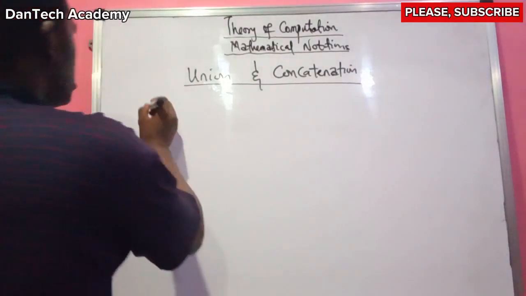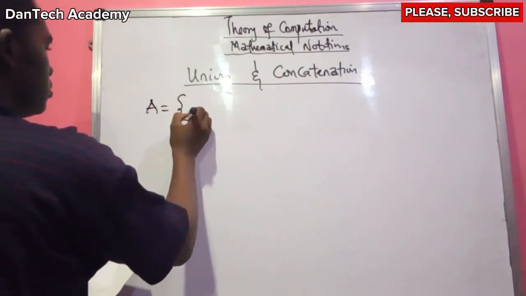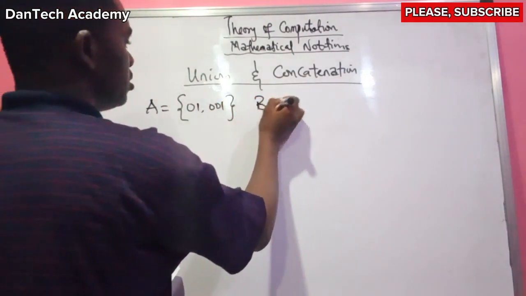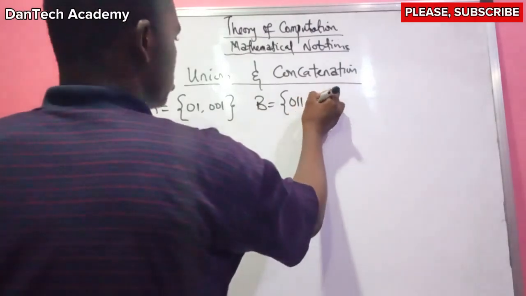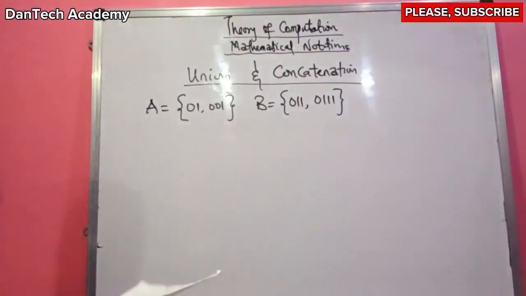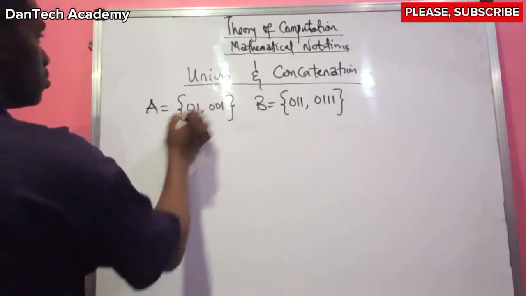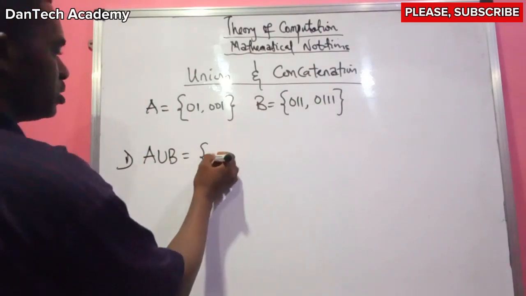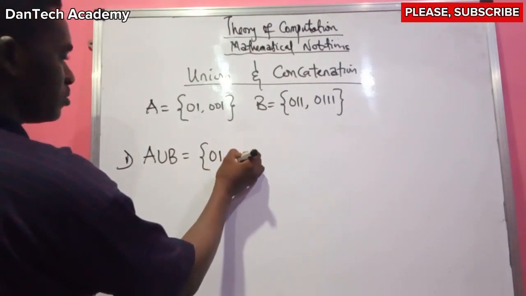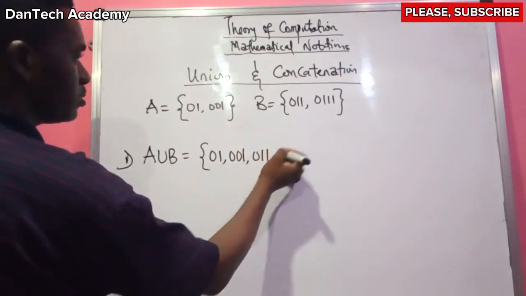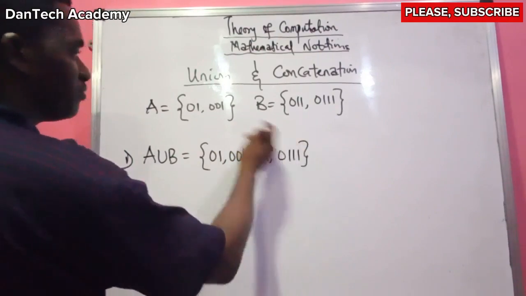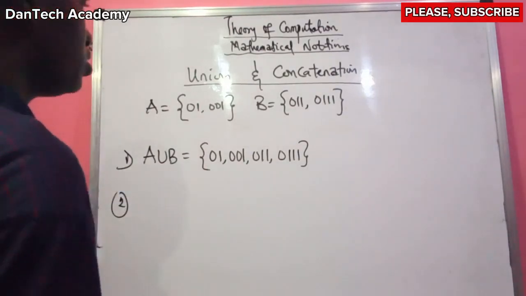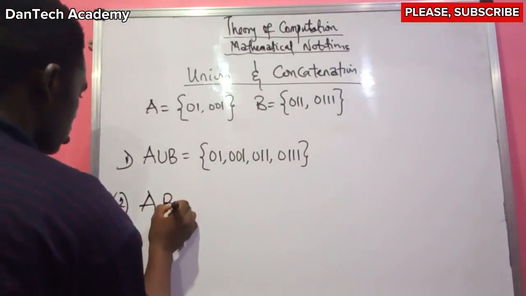So let's use two sets, set A and set B, as an example for this. The union aspect is very simple. Firstly, A union B, we know that one, which is 0, 1, right? 0, 0, 1, 0, 1, 1. And lastly, 0, 1, 1, 1. That's a combination of the two sets.